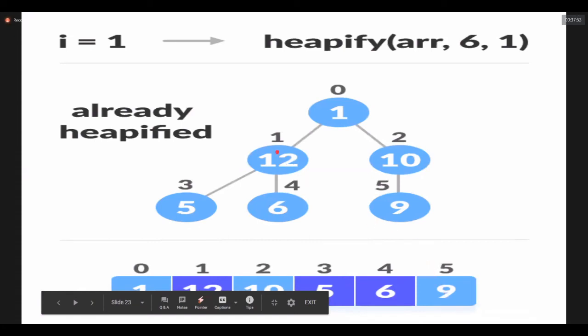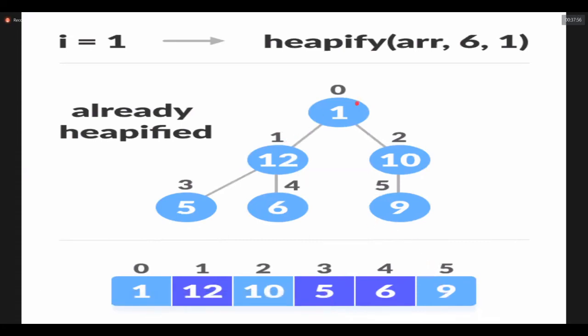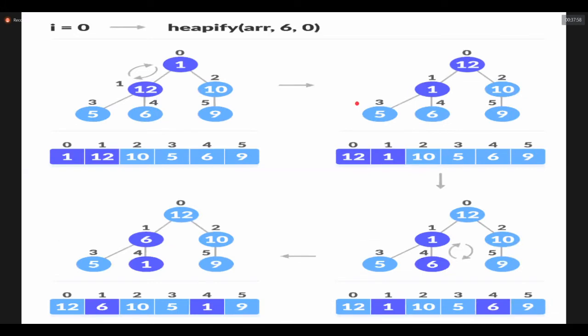So now i value decreases by 1. Now i value becomes the root node, so 1. 1 is less than its children. Which one is the largest value in this subtree? 1, 12, 10. 12 is the largest one. So swap the 12 and 1. So 12 becomes the root and 1 becomes the left child of 12.